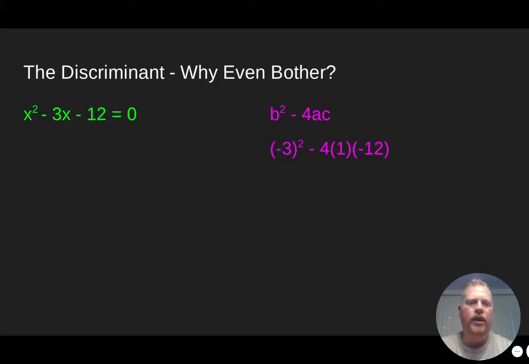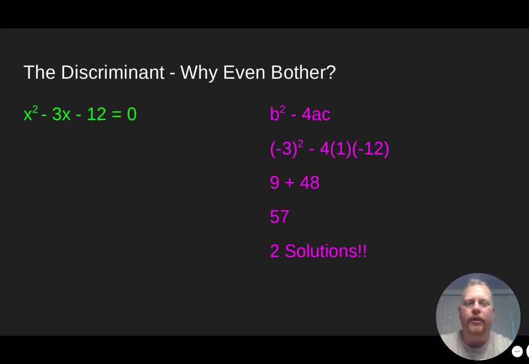So I get negative 3 squared minus 4 times 1 times negative 12. The negative 3 squared is 9. And then if I do the negative 4 times 1 times negative 12, that's a positive 48. So now I've got 9 plus 48, which is 57. Okay, so that's a positive 57, so I know that there's going to be two solutions. So I know from this point, I can go on with the problem.